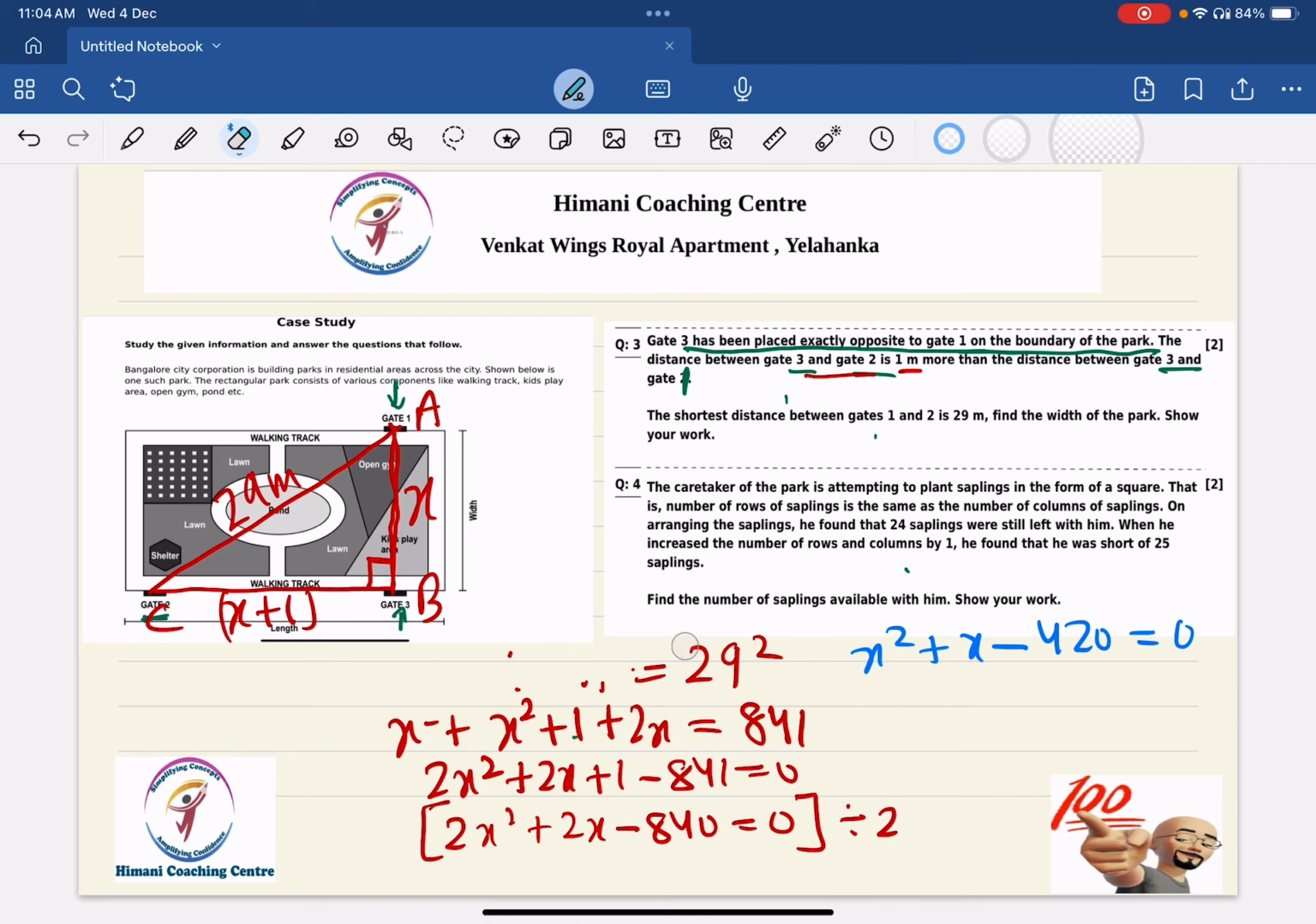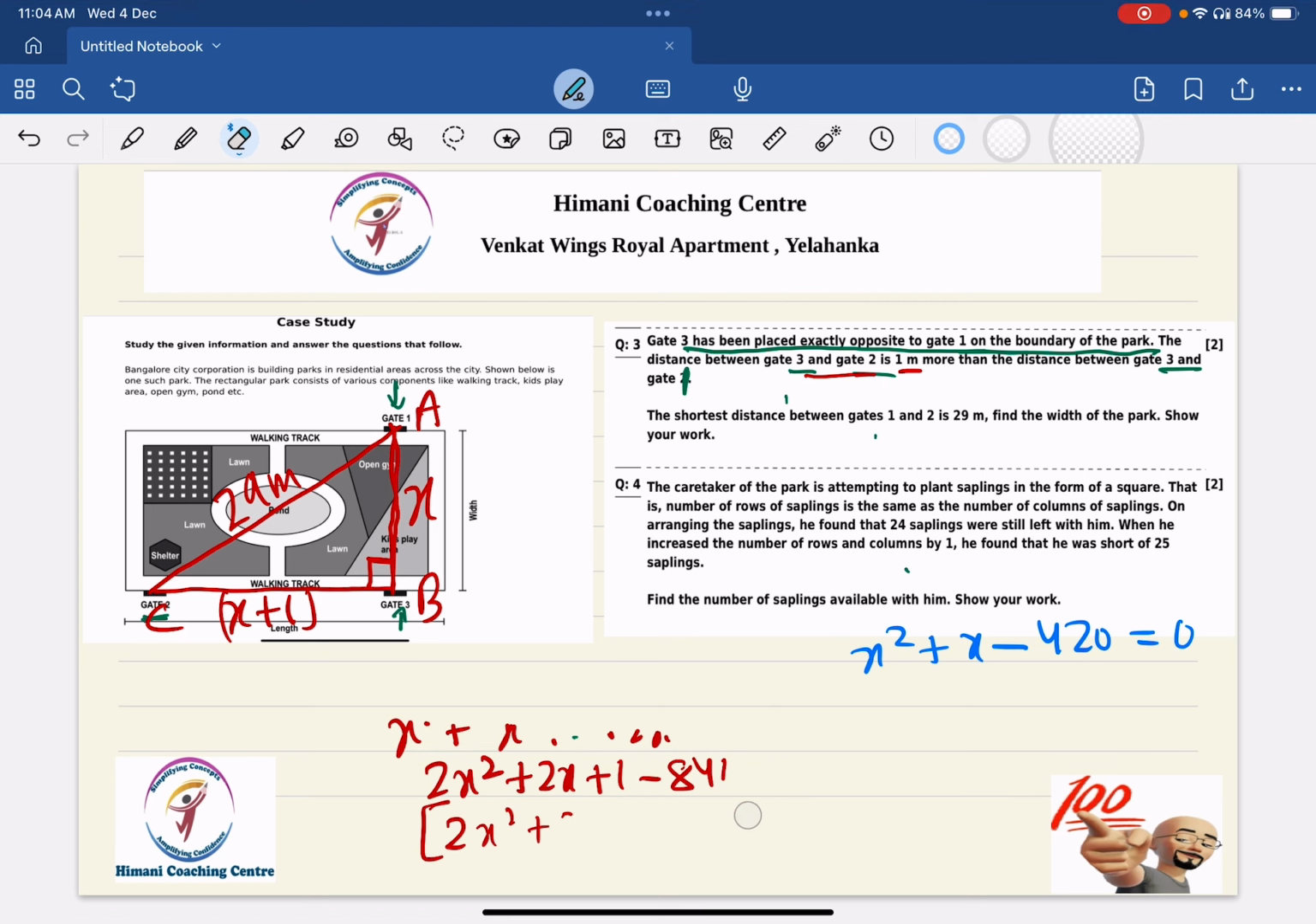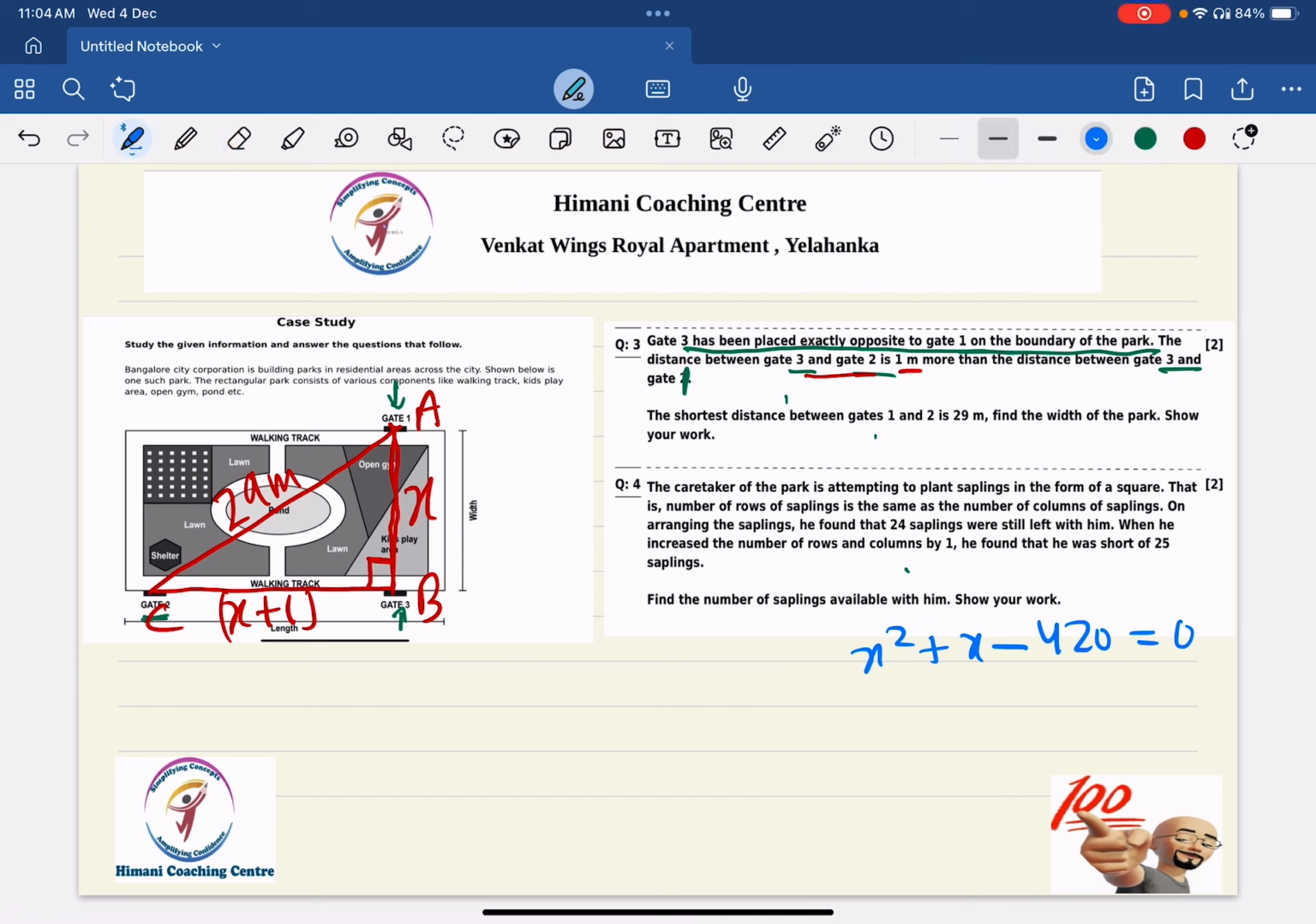Okay, students, now let us solve this equation. If you are good with numbers in terms of finding factors, 420 is 21 times 20, and I have to get plus x. So I will do plus 21x minus 20x and get the answer. Or you can do b square minus 4ac and solve it. Let us do middle term splitting.